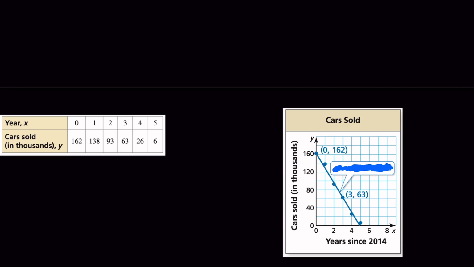All right, so now this one says your table shows the number y in thousands of cars sold for a particular model each year, for x years since 2014. So they want you to write the equation that models the number of cars sold as a function of the number of years. On the right-hand side, I graphed it for you, because I'm generous. And we found 2 points. So go ahead and write the equation of that line, and then tell me what the slope and y-intercept mean. So go ahead and pause. I'll be here when you're done.